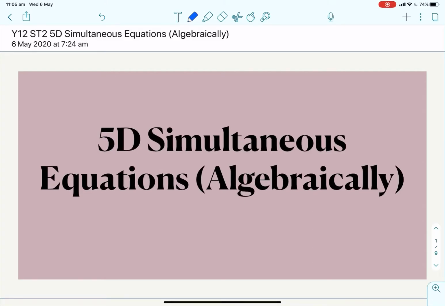So last lesson we learned how to solve simultaneous equations using graphs. That would be a much easier way to solve it. Today we're going to go into solving using algebra. This could be slightly more difficult, especially when you're not really good at solving two-step equations.